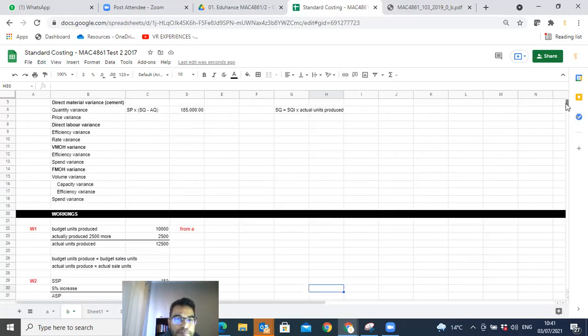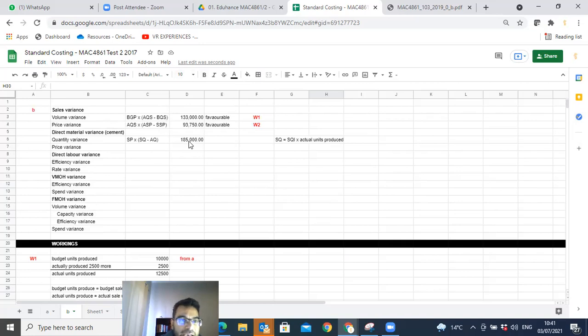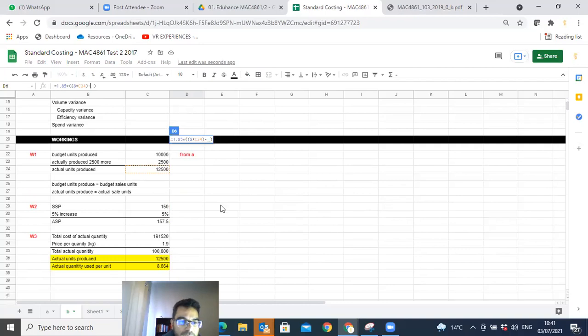So working 3, we're going to minus over here. Remember what we did over there is SQ times input, 8 kilograms per unit multiplied by actual units. So that bracket is flexing the budget. Just look at what Google Sheets is telling you: it came to 100,000. Standard quantity is saying it should have been 100,000 kilograms. But what was the actual quantity? Actual quantity was 108,000. So you see, we used too much.